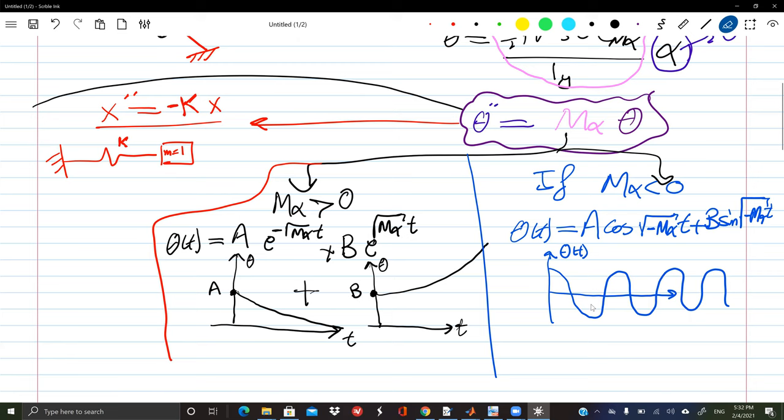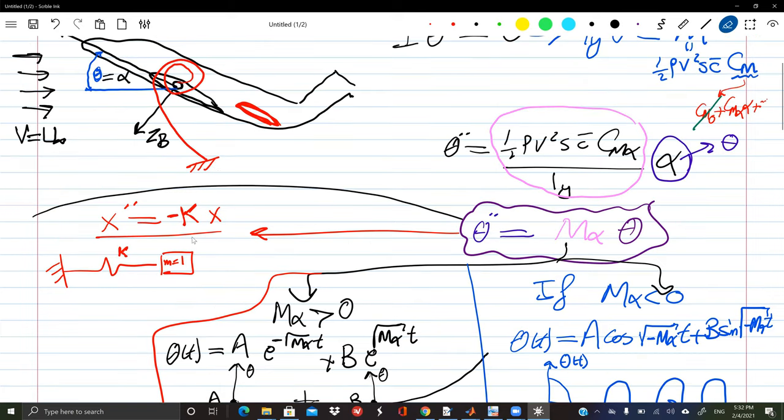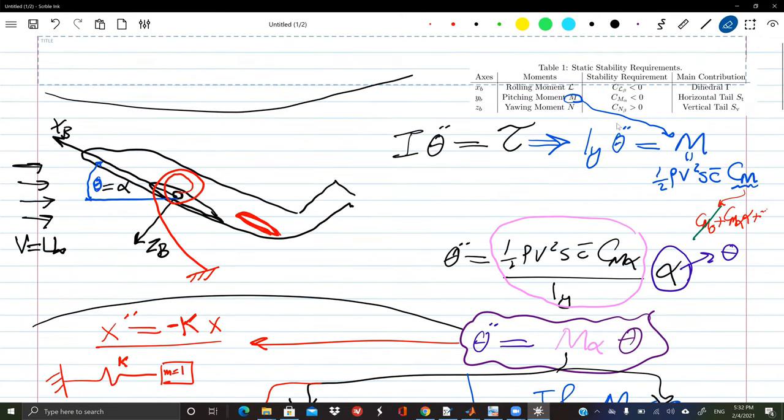So what is the requirement for static stability? For any system, it is simply to have a spring. What are the springs in my airplane in the three rotational degrees of freedom? These are the springs. So what are the physical components of the airplane that provide the spring action? Here they are: dihedral, horizontal tail, vertical tail. It's a very important discussion. Questions?